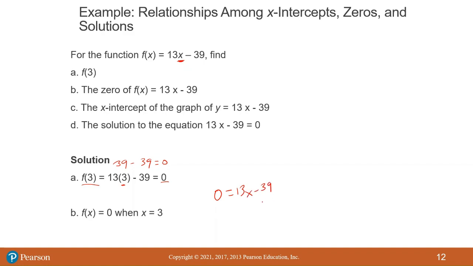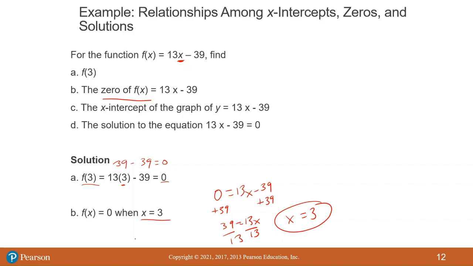Then we're figuring out what the x needs to be to make it be 0. Okay, so if I back solve this for x, basically I'm going to get 39 equals 13x and then divide by 13. I see that the 0 here is x equals 3. So f of x equals 0 when x equals 3. Okay, this is the 0 of f of x.